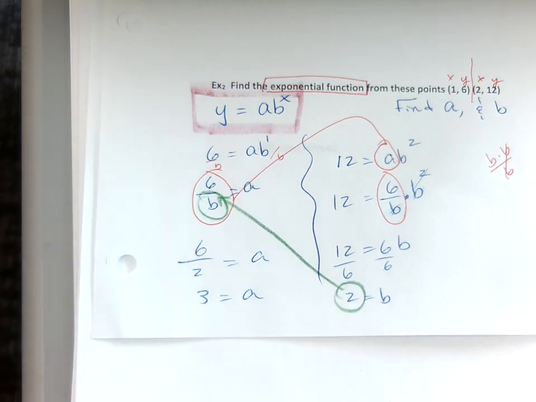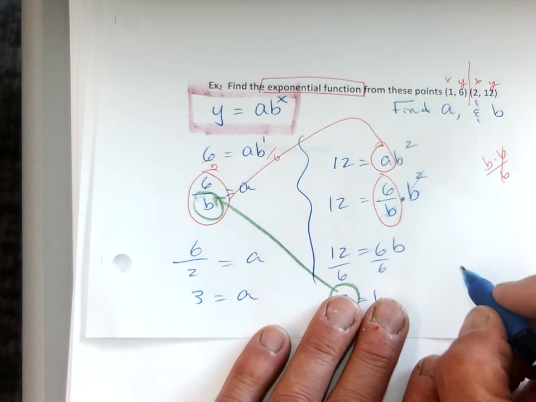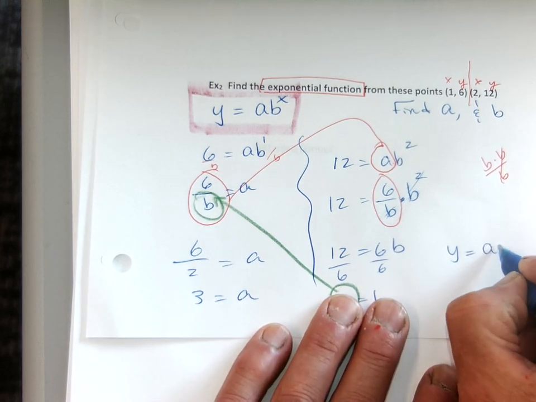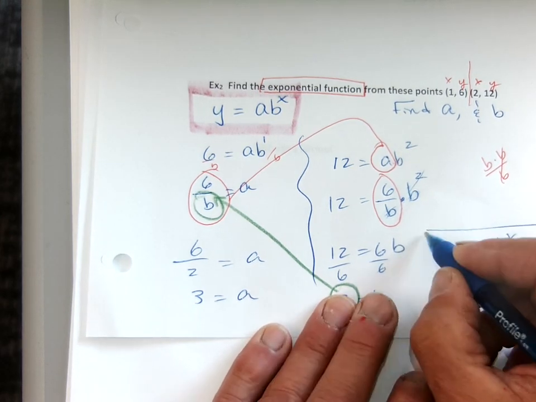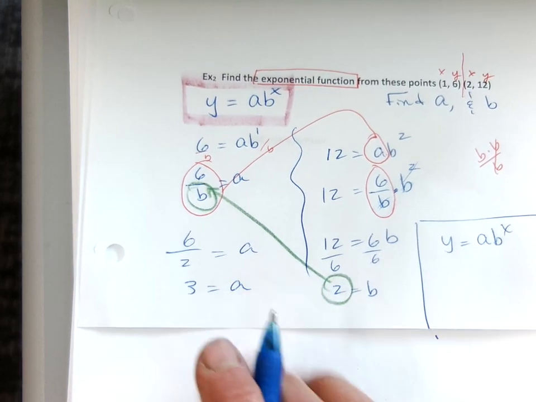Okay, now I want to find the answer. I want to find the exponential function, so I'm going to write, instead of y equals ab to the x, I know what a is. a is 3.